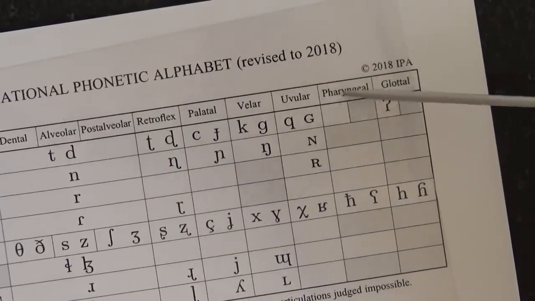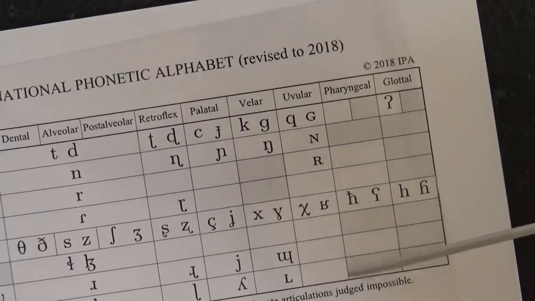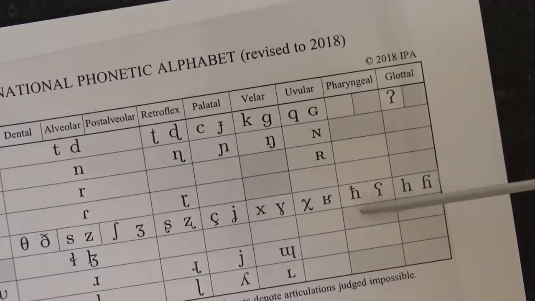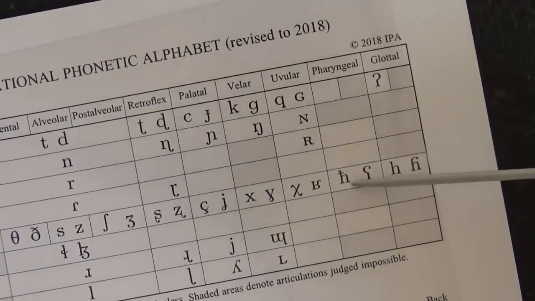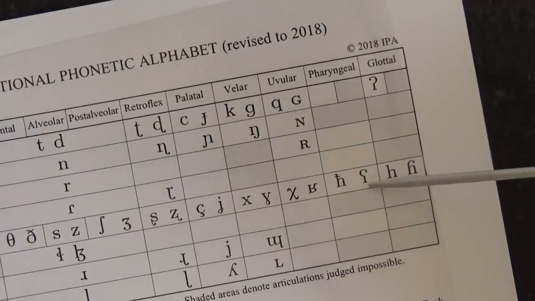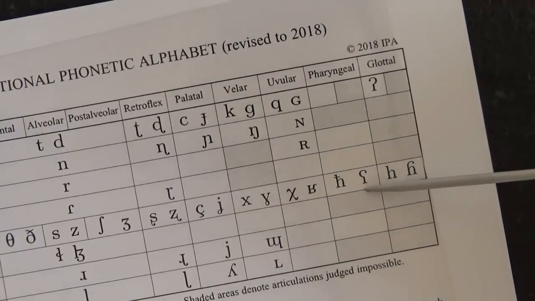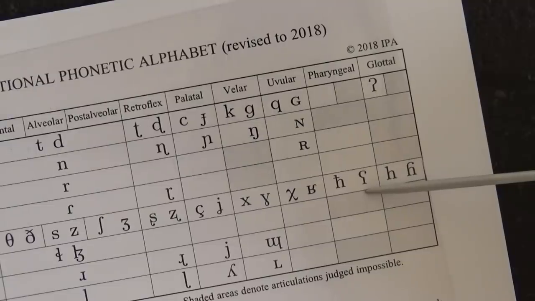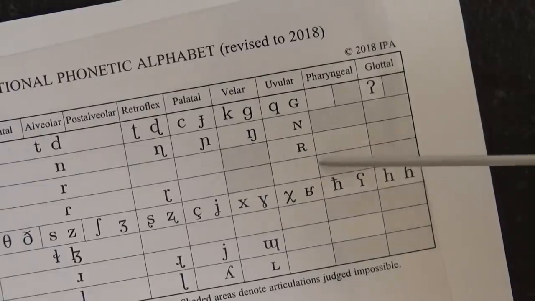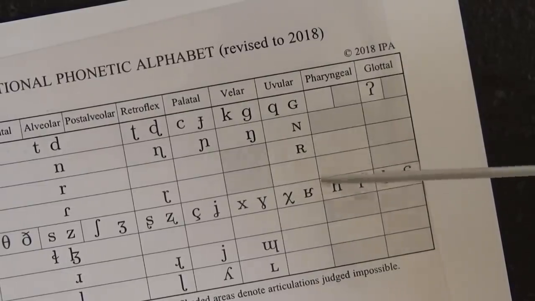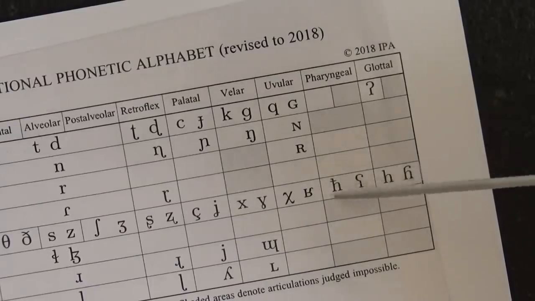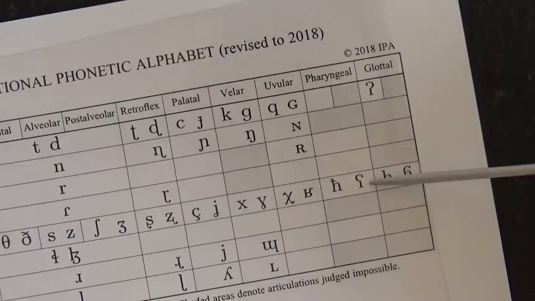When you pronounce consonants using only this area for pronunciation, then you can pronounce something like this, and if it's voiced, this. These are really important sounds when you're learning Arabic, because these sounds are used a lot in the Arabic language.